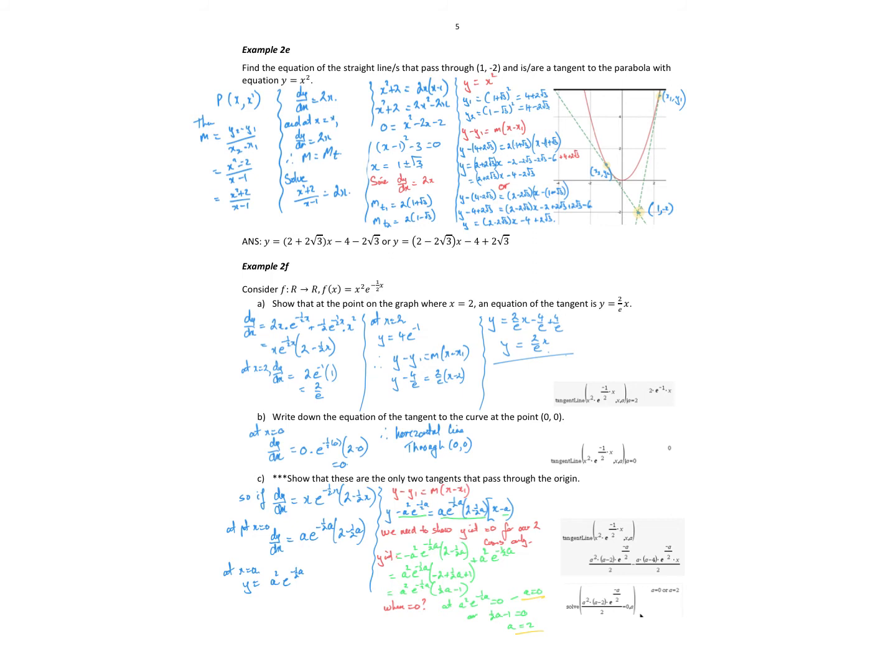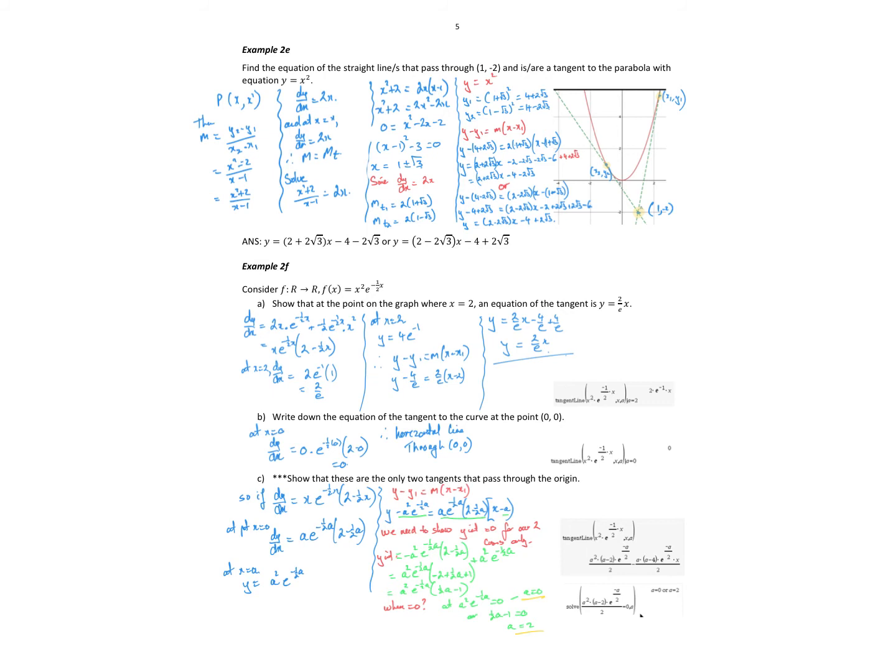All right, and I know that they're tangent lines. So tangent lines means at x = x₁, the gradient at that point is the same as the gradient of the line. So let's just pick a point.